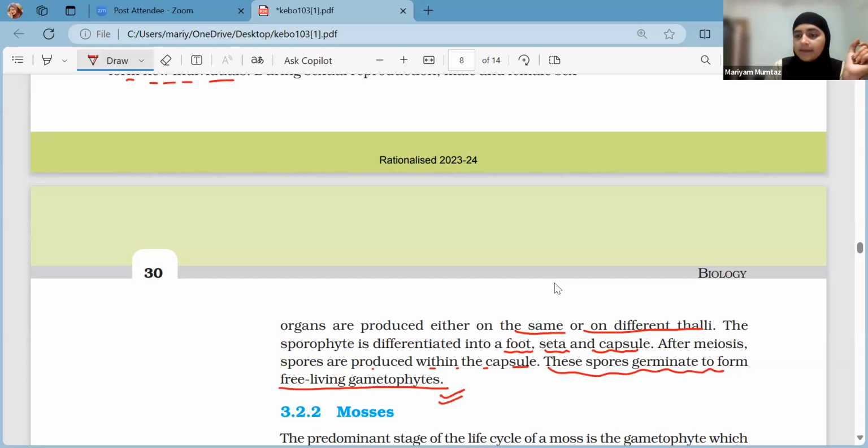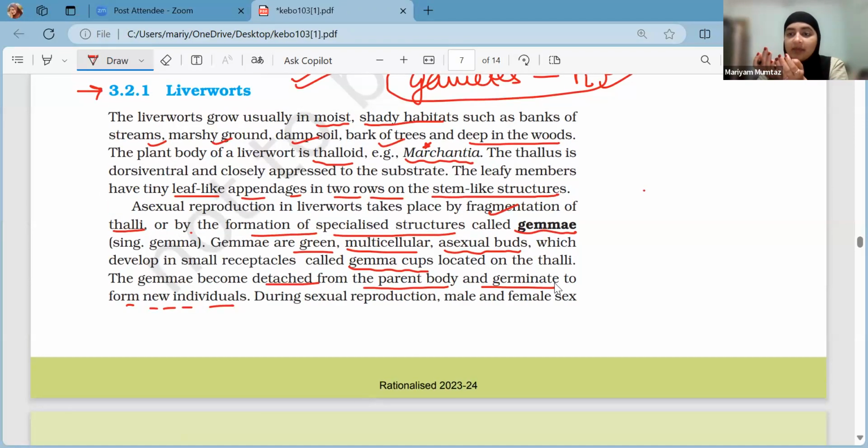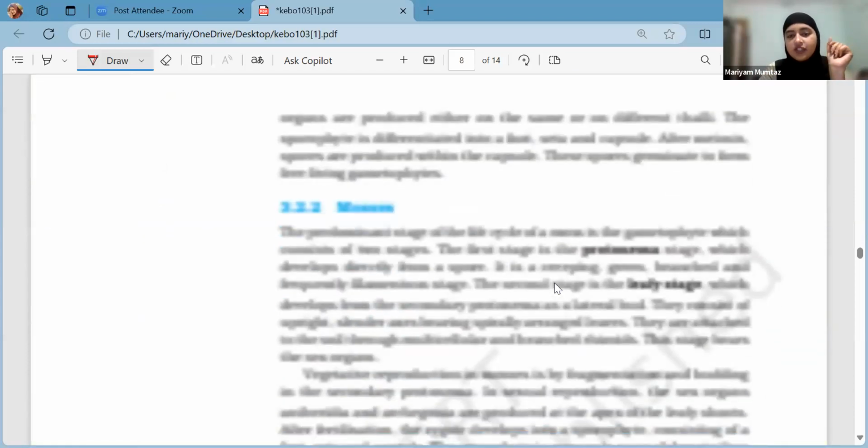This much is clear. So this is about the liverworts and how their reproduction happens. And the biggest thing to remember over here is the example. The example is Marchantia because it is very commonly asked in questions. So for liverworts, the best example is Marchantia.